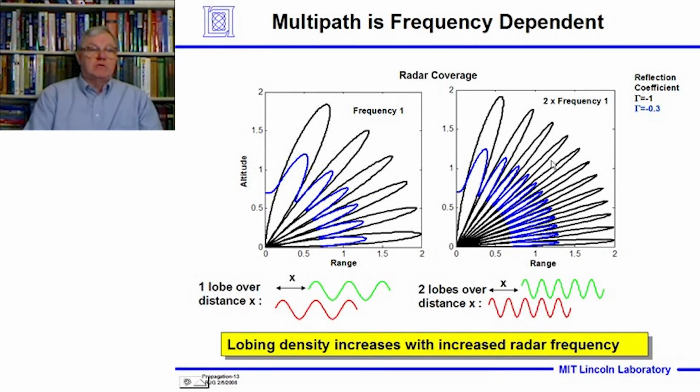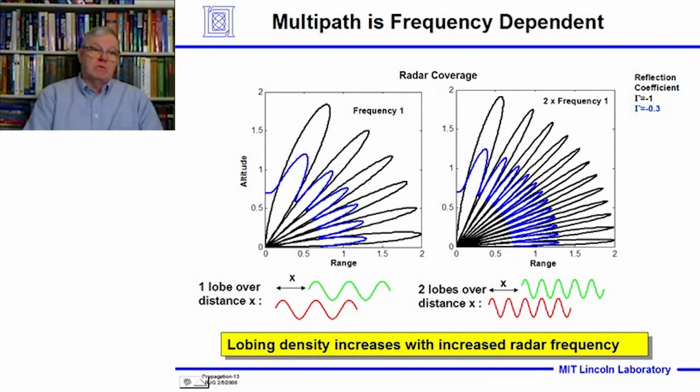An interesting exercise for the student would be to look at the geometry as we had before, say an aircraft at 500 feet above flat sea level and a radar at 100 feet, with a range to the radar of, say, 10 nautical miles. If I were at X band, 10 gigahertz, 3 centimeters, how much frequency shift would I have to give to go from a minima to a maxima?